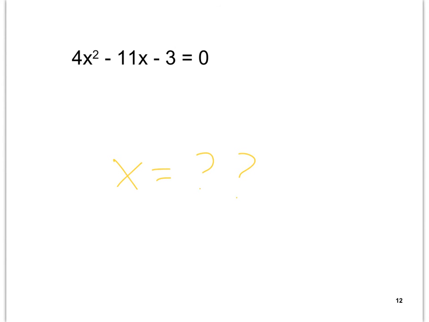If you need help with factoring, please let me know. I have some videos and I have some practice that we can do, but you need to know how to factor in order to solve a quadratic equation by factoring.